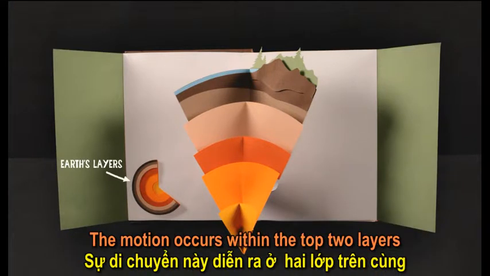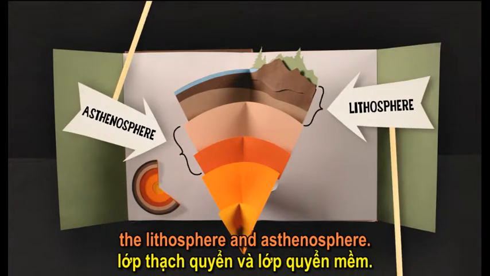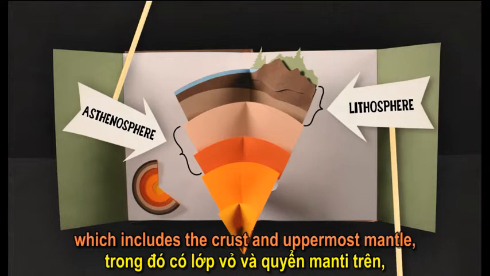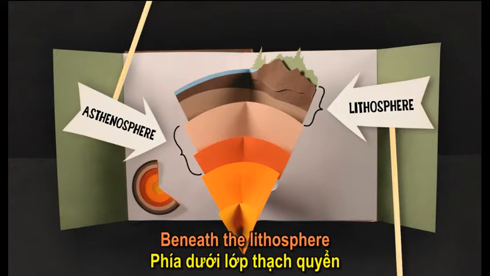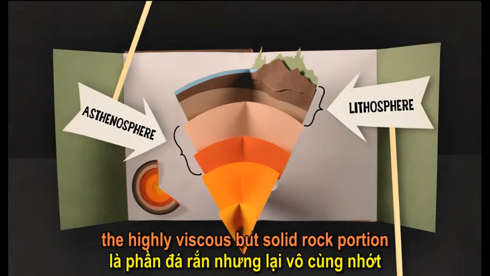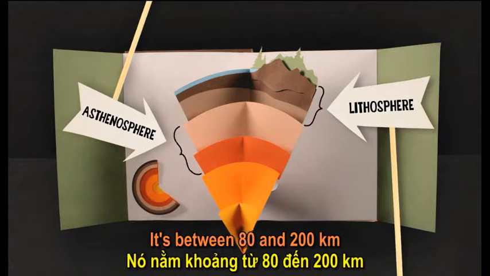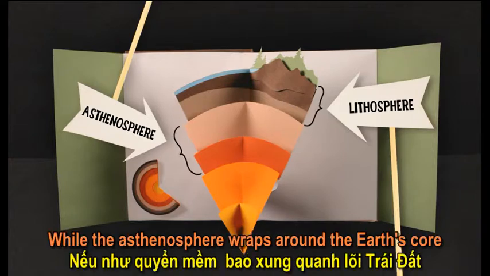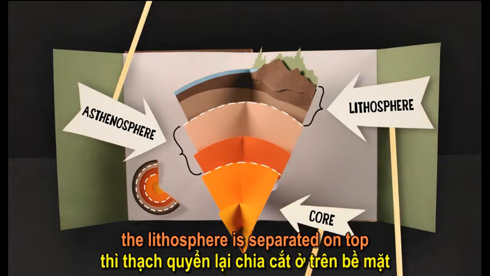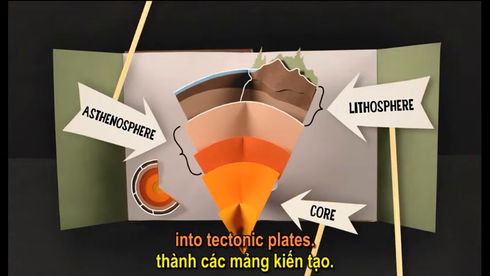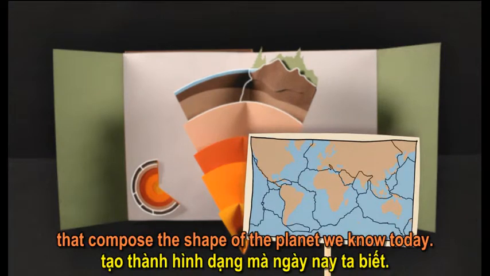The motion occurs within the top two layers of the Earth's mantle, the lithosphere and asthenosphere. The lithosphere, which includes the crust and uppermost mantle, comprises the land around you. Beneath the lithosphere is the asthenosphere, the highly viscous but solid rock portion of the upper mantle. It's between 80 and 200 kilometers below the Earth's surface. While the asthenosphere wraps around the Earth's core as one connected region, the lithosphere is separated on top into tectonic plates. There are 7 primary tectonic plates that compose the shape of the planet we know today.